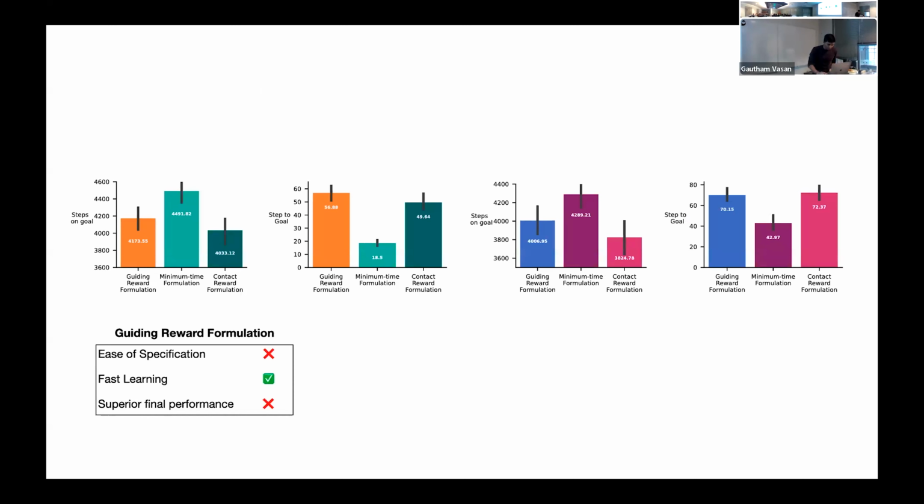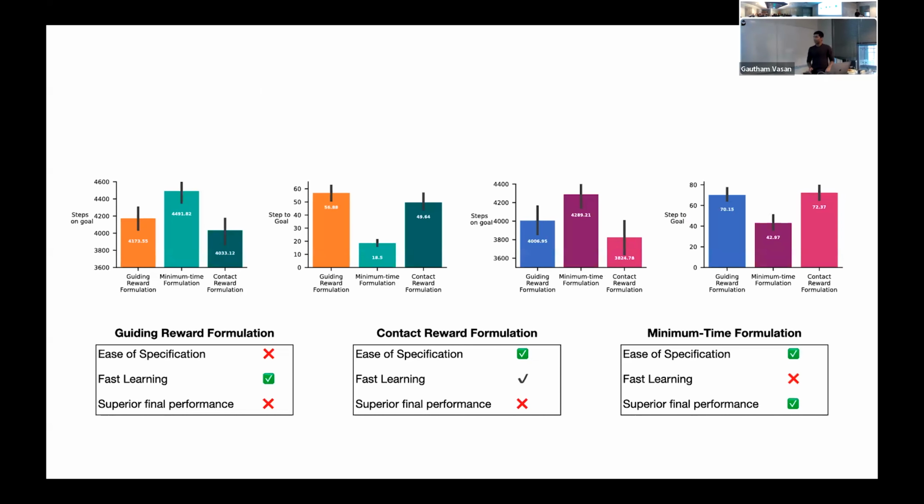So we bring back all the results here. And if you go back to the criteria again, you have the guiding reward formulation, which is not that easy to specify. It does achieve fast learning, but it does not achieve the superior final performance in the end. And with the contact reward, you do have fast learning. It is easy to specify, but it's not achieving the superior final performance either. But in case of the minimum time formulation, the learning curves are not aesthetically pretty to look at, and it's not as nice anymore, but it is easy to specify, and you do achieve superior final performance.